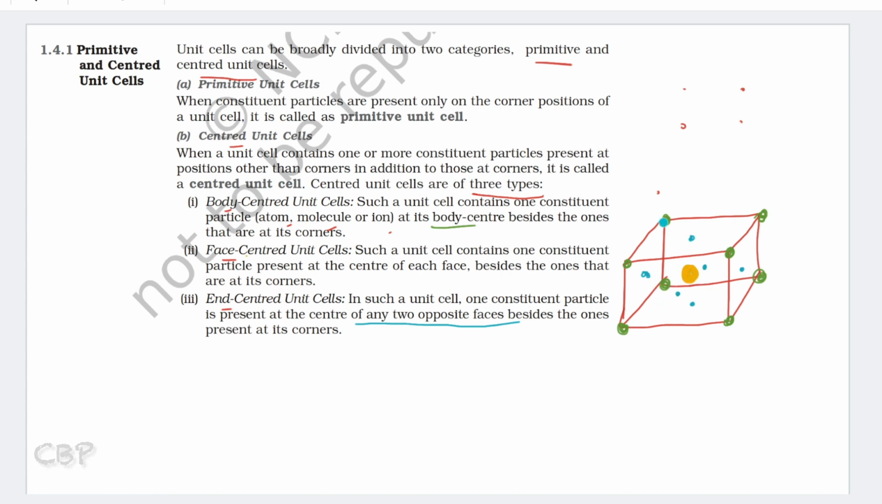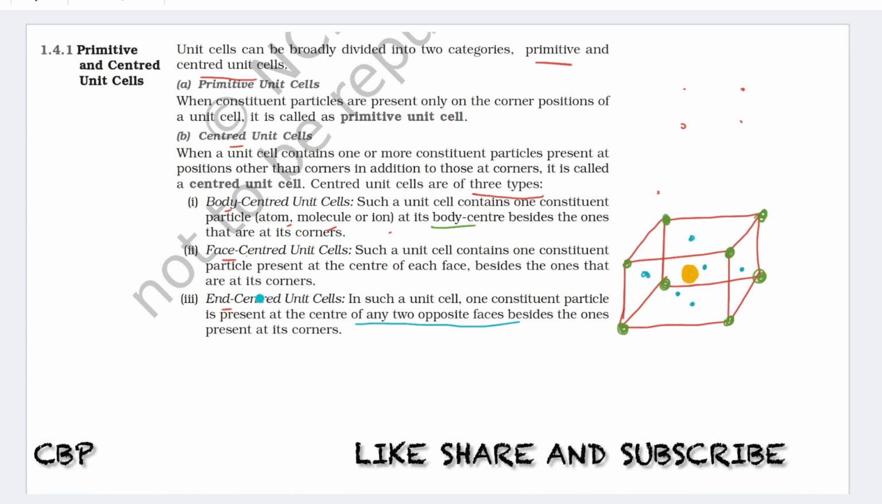The body center is present in the whole body center, and in end centered these are present in between the two opposite faces. Like we can consider this and this, and the front one and back one. Now these are the centered unit cells and primitive unit cells. In primitive unit cells, the constituent particles are present on the corner positions only, and in centered unit cells the constituent particles are present in addition to the corners at some other position also.